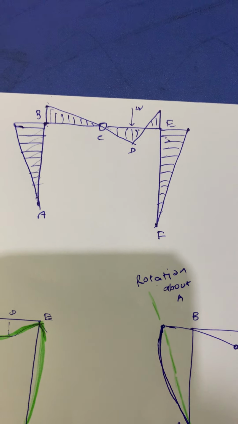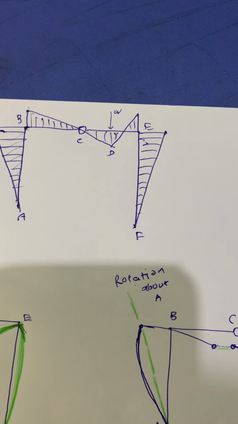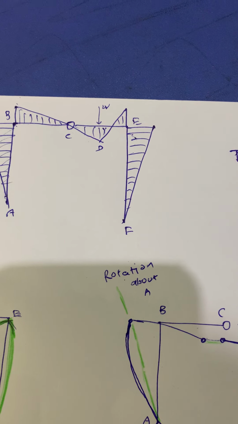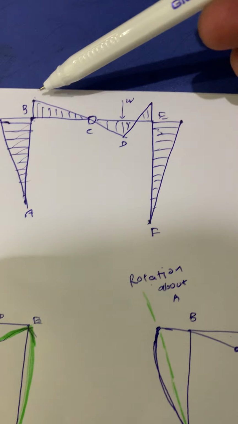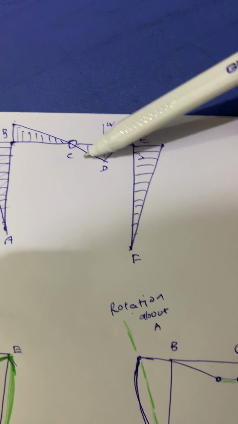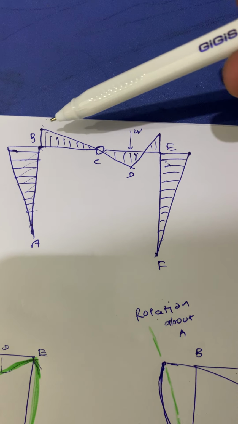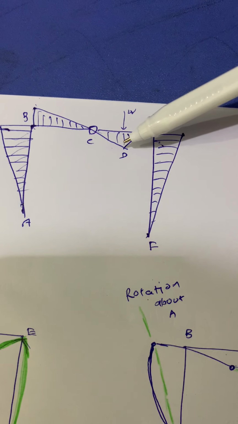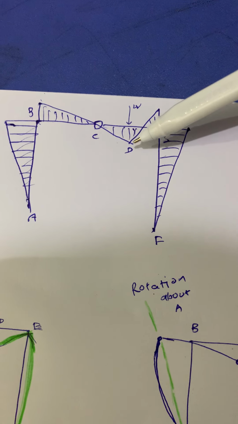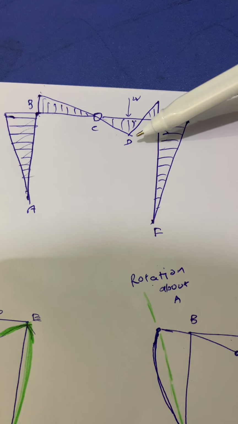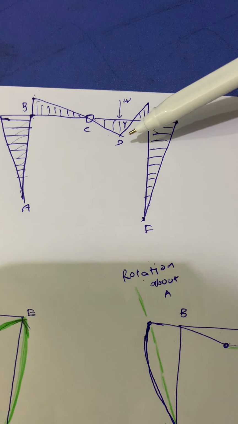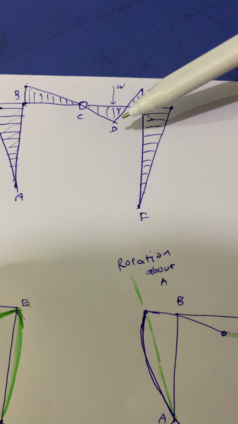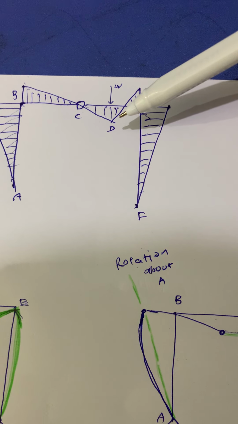Indeed, the slope of the diagram will continue at a constant value until we reach the external load point D. You can see the slope of this diagram is continuing until we reach the point D where the external load is applied. When we have this kind of external load, there is an abrupt change in the bending moment diagram slope. You got it?